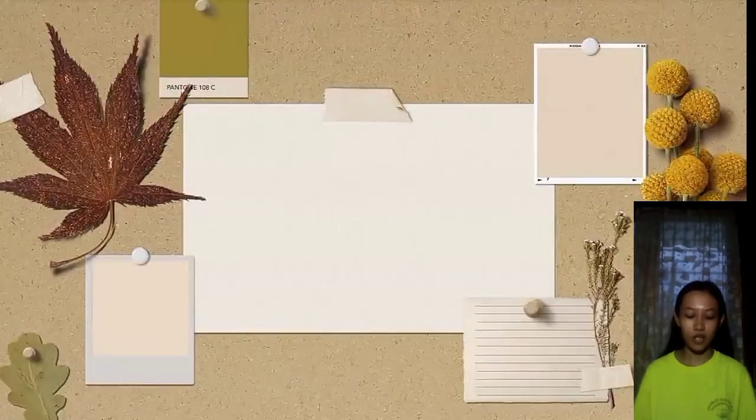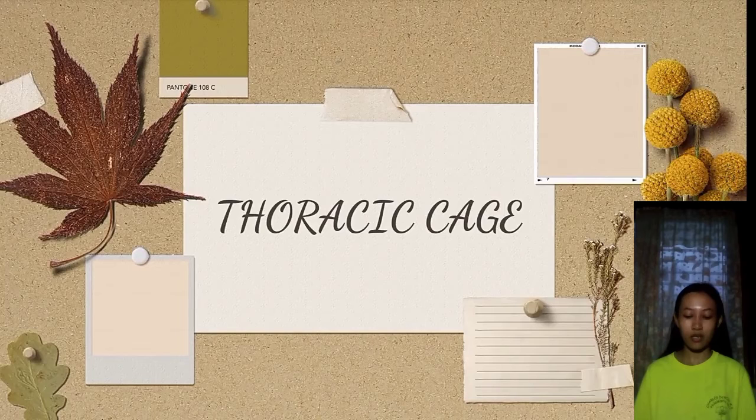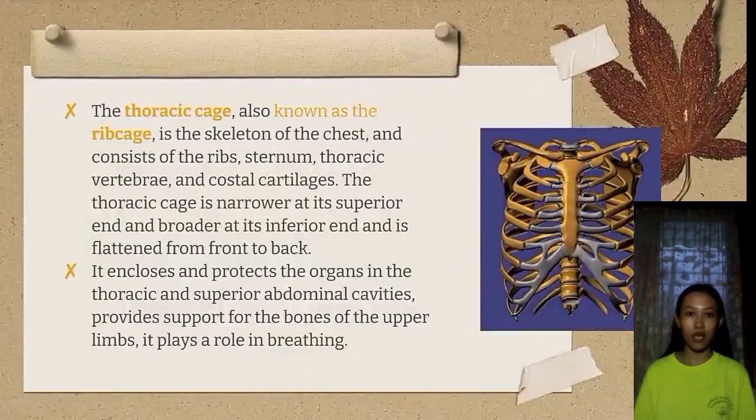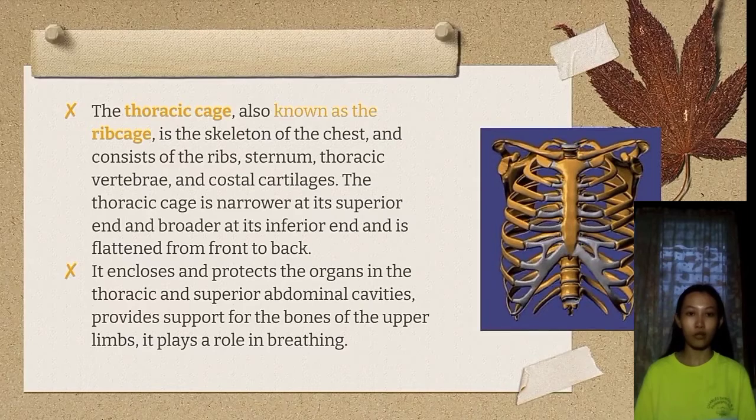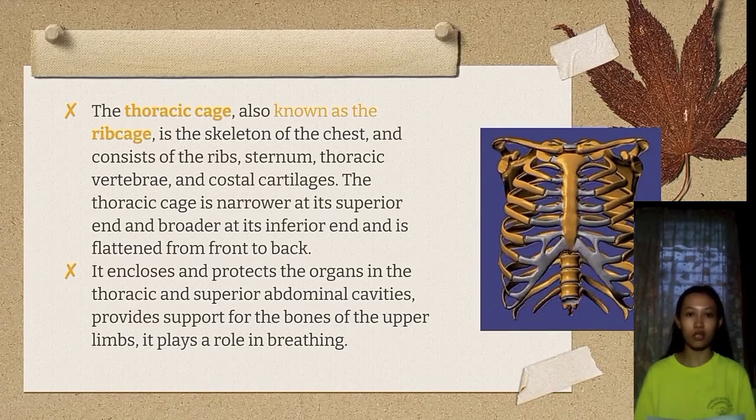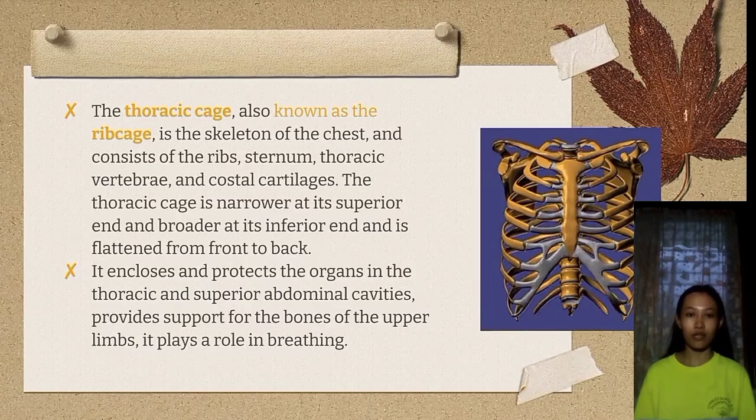The thoracic cage. It is also known as the rib cage. It is the skeleton of the chest that consists of the ribs, sternum, thoracic vertebrae, and costal cartilages. The thoracic cage is narrower at its superior end and broader at its inferior end, and is flattened from back to front. It encloses and protects the vital organs such as the heart, lungs, and great vessels.